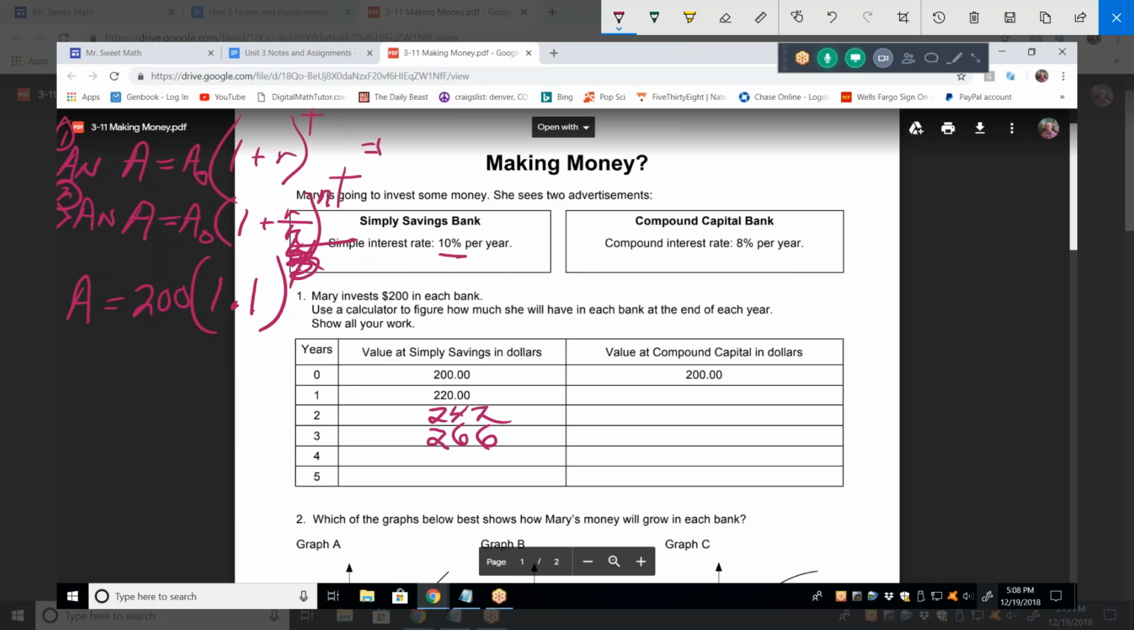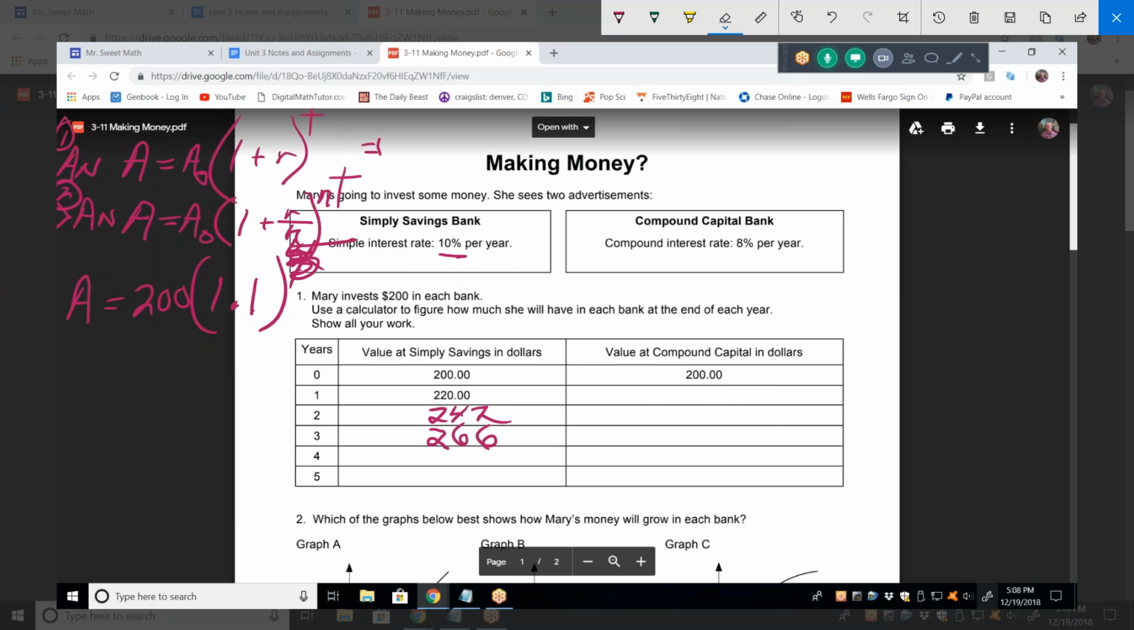So how much do you have after 1 year? 200. Oh, no. So then would it be 200 times 1.8 to the power of 1? Not 0.8. It's 0.08. So it's going to be 200, your starting amount, times 1.08. Hold on a second. I messed this whole thing up. Let me go back.